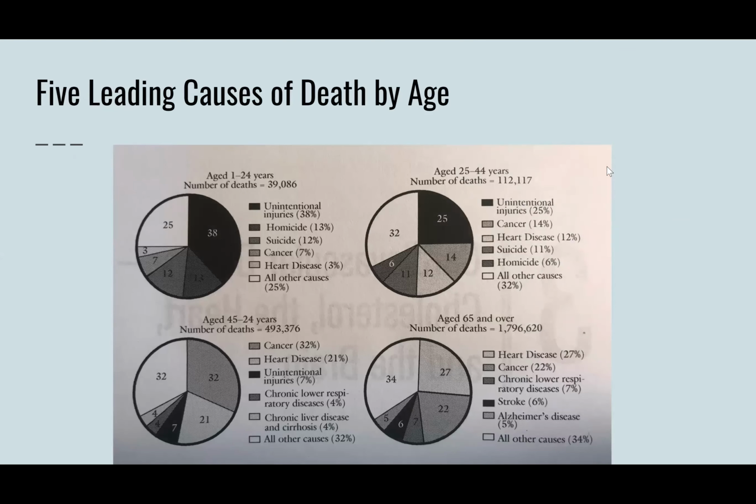So this picture is found in our text, and it breaks down the number of deaths by 4 different age ranges and how heart disease is different by each group. So as you can see in the top right diagram, the percentage of deaths of heart diseases for ages 25 to 44 is 12%. And the diagram below that is for 65 and older. The percentage of death by heart disease is 27%. So there's a big jump between the 2 age groups.